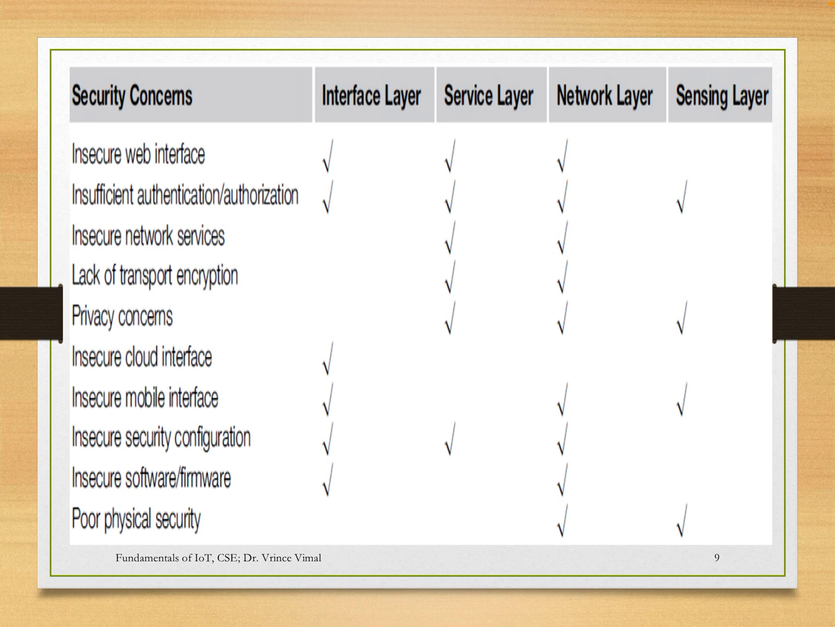Then insecure cloud interface, fog interface and edge device interface are at the interface layer only. Same way, mobile interfaces are at the interface level and at the mobile level, that is the end node level, and during connectivity this is on the network layer. Then software updates are on the network and interface layers, and physical security is the main concern at the sensing layer, although physical security at the network layer also matters, because if someone gains access to your device, he will be able to access the network layer. That is why physical security is to be taken care of at the network layer and sensing layer.